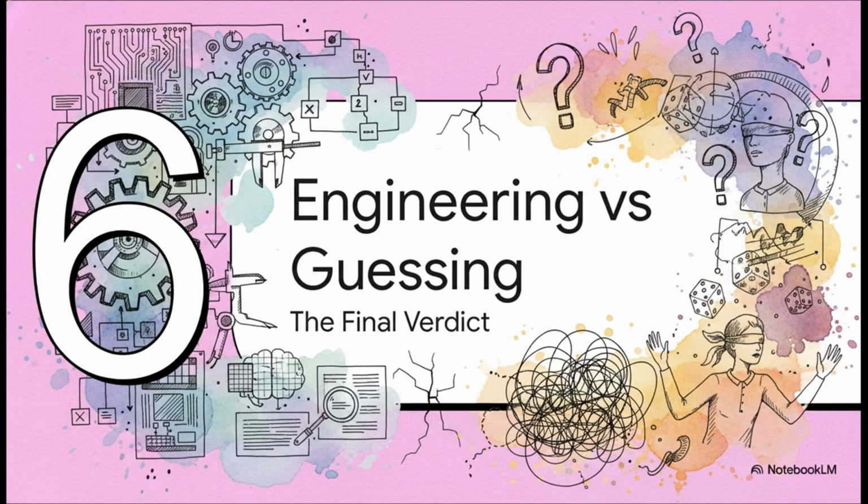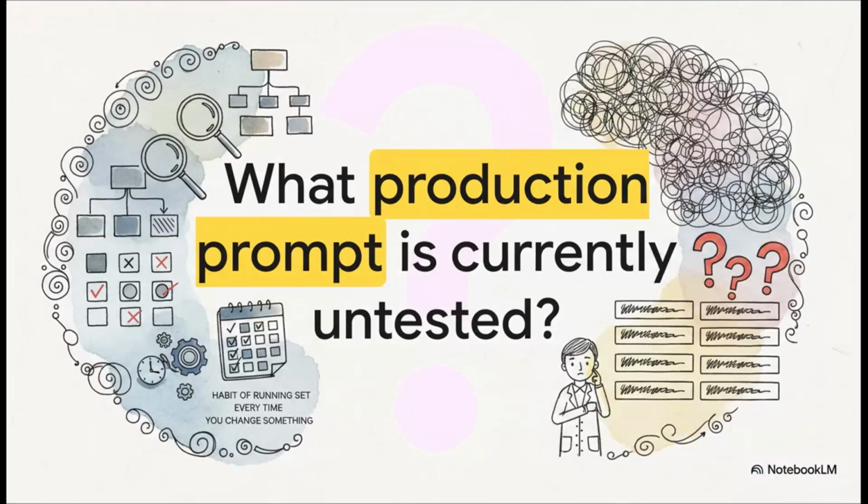Finally, we arrive at section 6. Engineering versus guessing, the final verdict. At the end of the day, having a repeatable evaluation loop is the dividing line. It's exactly what separates prompt engineering from prompt guessing. You don't need a fancy research lab to do this. You really just need 10 good test cases, a reliable way to score them, and the strict habit of running that set every single time you change something.